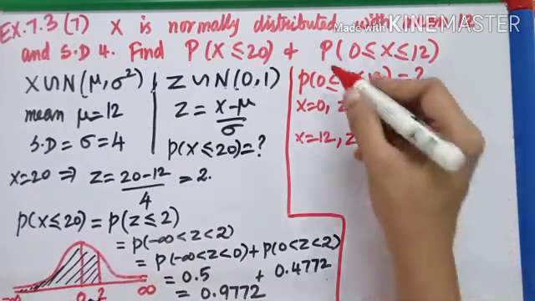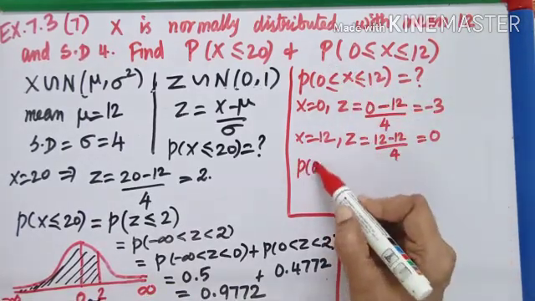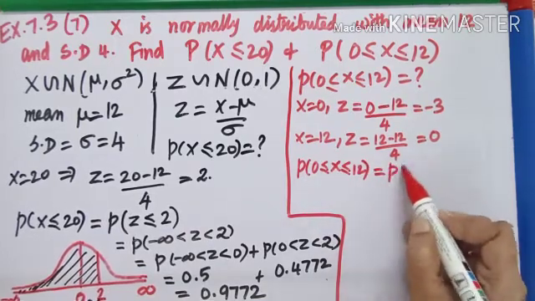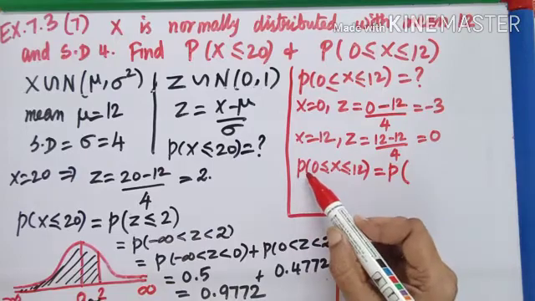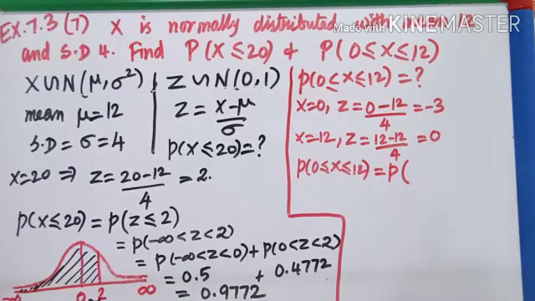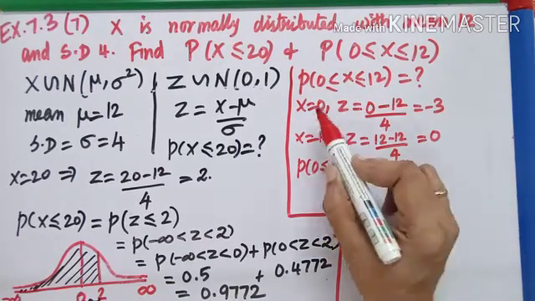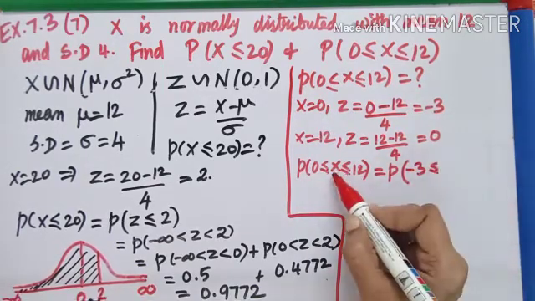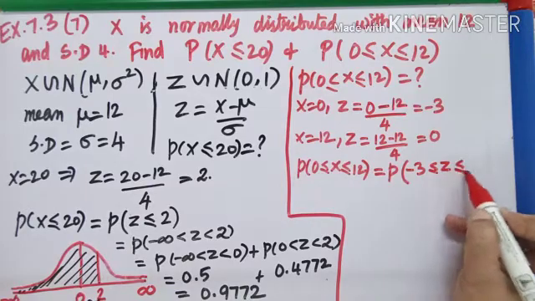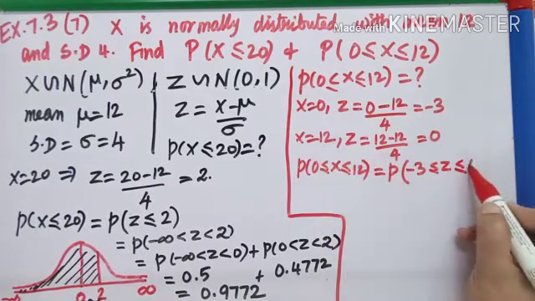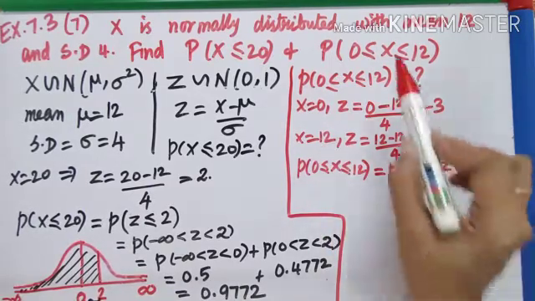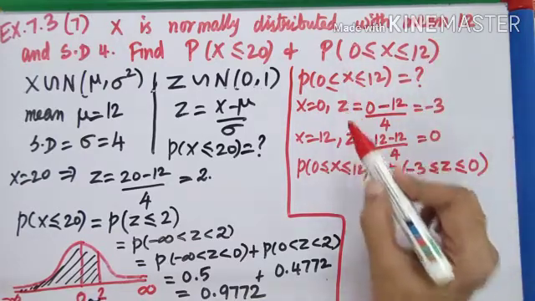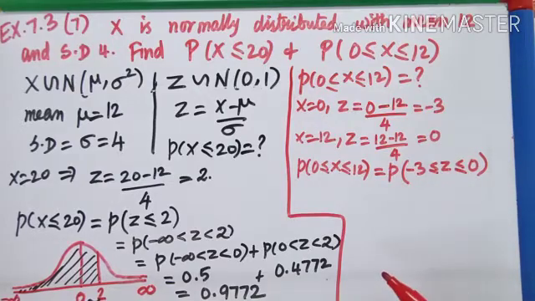The next step, what is the question? P of 0 less than or equal to x less than or equal to 12. Change it as P bracket and all, copy as it is. Instead of 0, I find the corresponding value minus 3. Instead of x, z. Instead of 12, I will put 0. Given question is x between 0 and 12. I change it as z between minus 3 and 0.